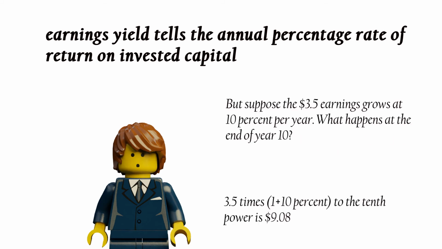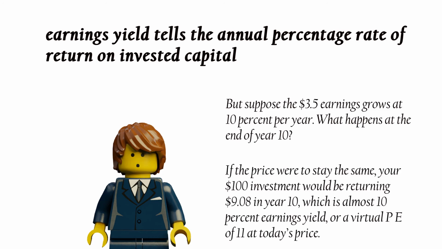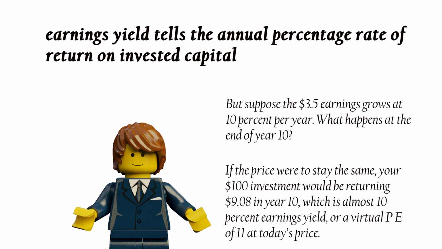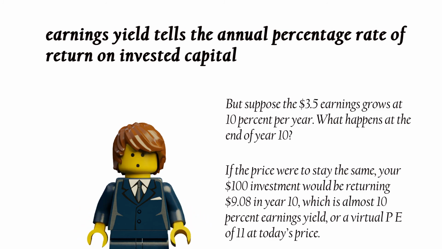But suppose the $3.50 earnings grows at 10% per year. What happens at the end of year 10? This is the compounding formula. 3.5 times 1 plus 10% to the 10th power is $9.08. If the price were to stay the same, your $100 investment would be returning $9.08 in year 10, which is almost 10% earnings yield, or a virtual PE of 11 at today's price. That is an attractive, nice yield. In this case, the price of your investment should go up, because thanks to the increased earnings it's worth more.